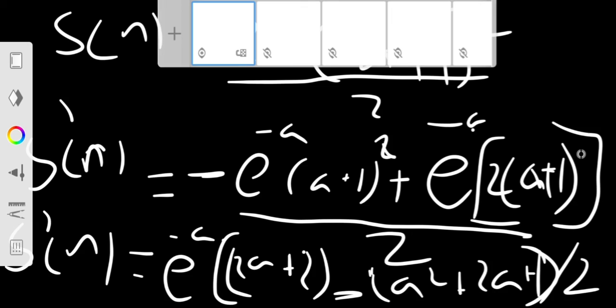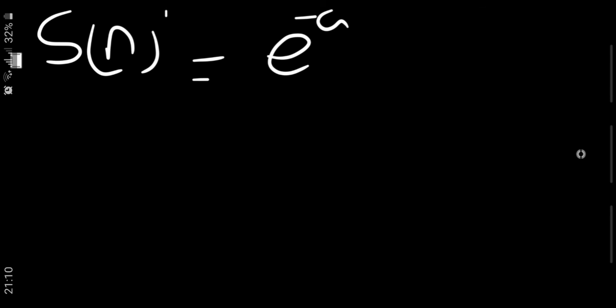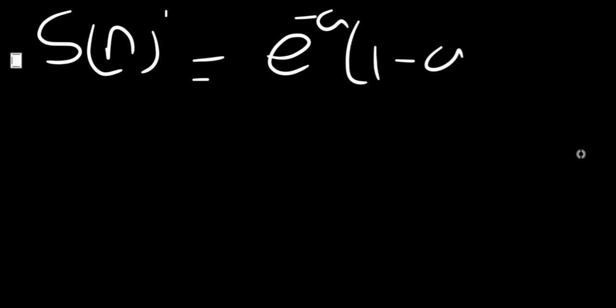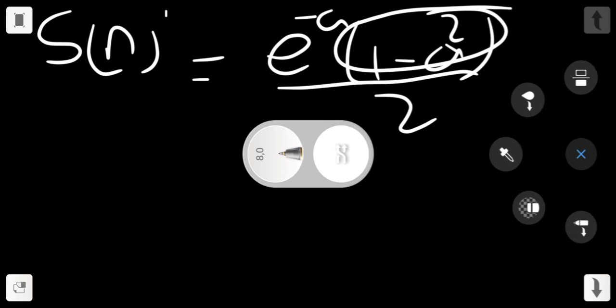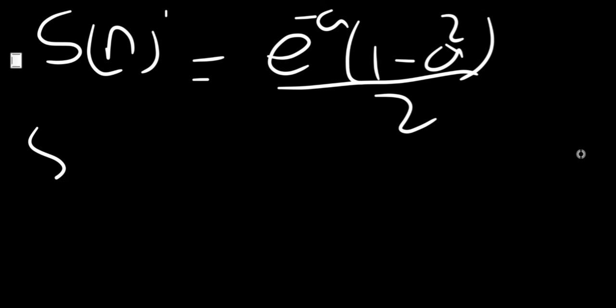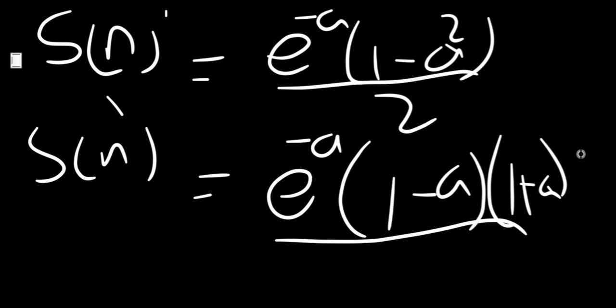So let's go to another page. Our s prime of n would be e to the minus a times (1 minus a squared), divided by 2. Now this part over here we can do better with. So we can say that s prime of n is equal to e to the minus a times (1 minus a) times (1 plus a), divided by 2.